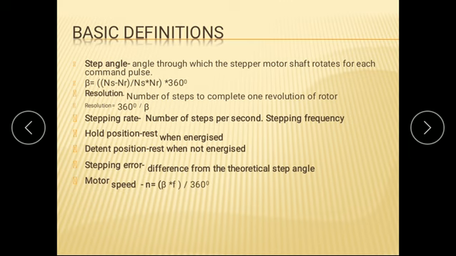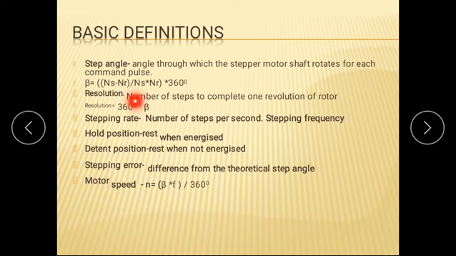The next topic is the basic definitions of a stepper motor. First one is the step angle, that is the angle through which the stepper motor shaft rotates for each command pulse. We are giving pulses to the stator. So for one pulse, the angle it rotates is calculated as the step angle. It is denoted by beta, and it is equal to (Ns minus Nr) divided by (Ns into Nr), into 360 degree.